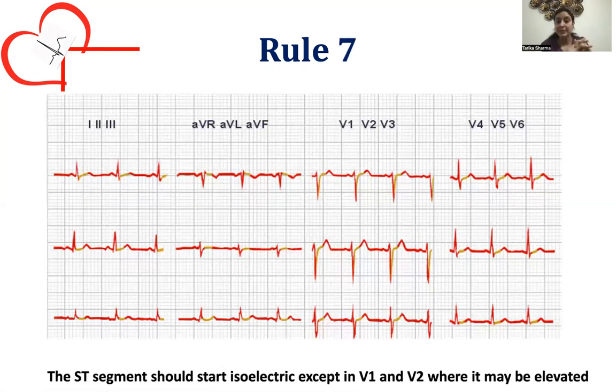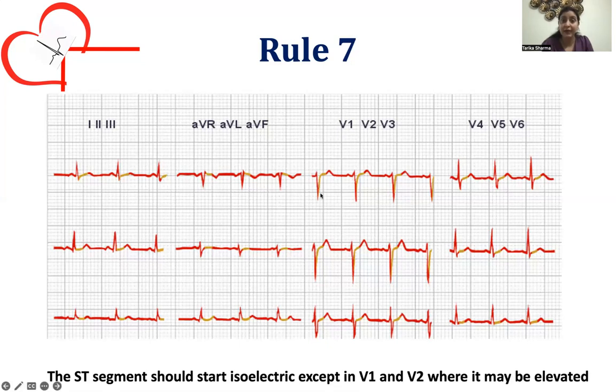Rule number 7 के हिसाब से, the ST segment should start in the isoelectric line except in V1 and V2, where it may be elevated, right? तो आपके पास सारी leads में the ST segment should be in the isoelectric line. जो ये line है जहाँ पे ECG formation है, wave formation है, the ST segment should be on that isoelectric line, but except your V1 and V2.